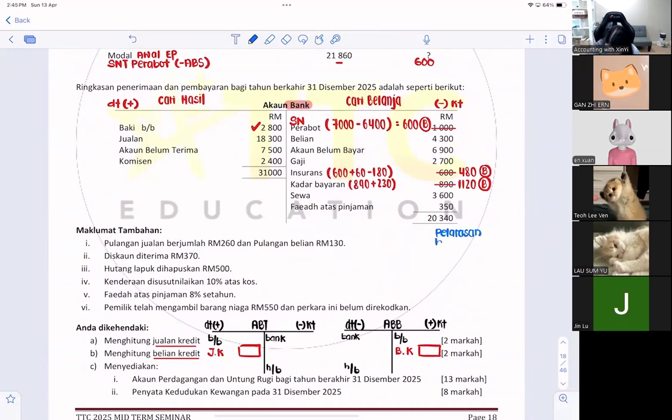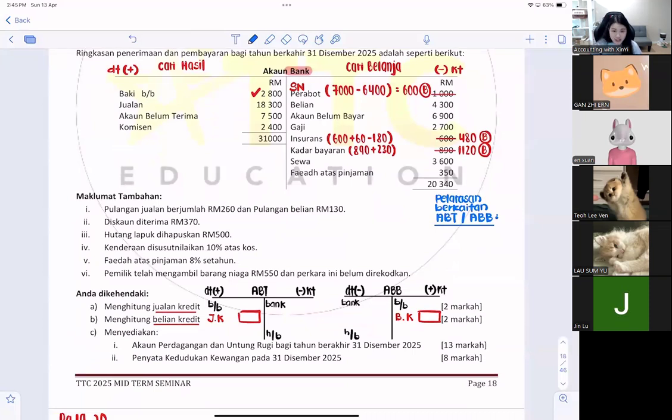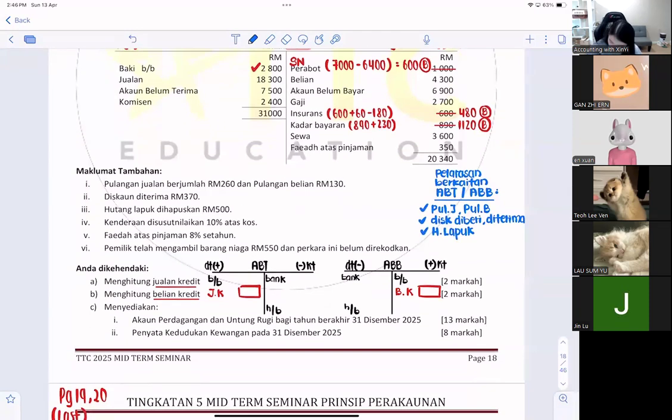Pelarasan berkaitan ABT, ABB. Suggested ones are pulangan jualan, pulangan belian, discount diberi, discount diterima, hutang lapor. Okay ya, pelarasan berkaitan ABT, ABB.